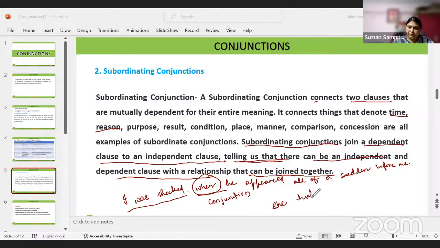She hates fish because she is allergic to it. Okay, I mean independent. Yes, yes. Okay, I also got it. They are not equal. They are. That's why I got confused. Okay, so she hates fish because. So it is showing reason. That one was showing time. This is showing reason.